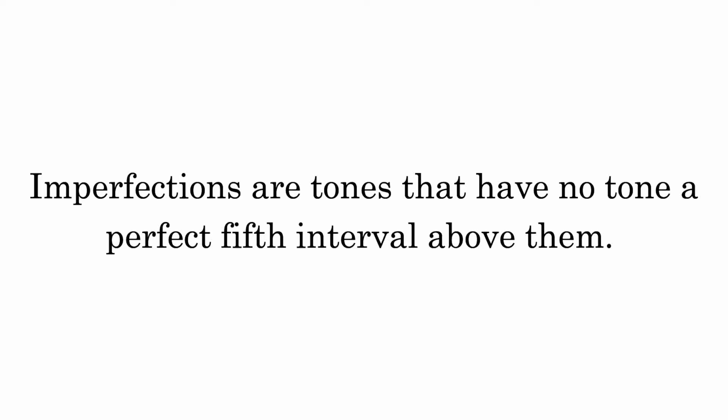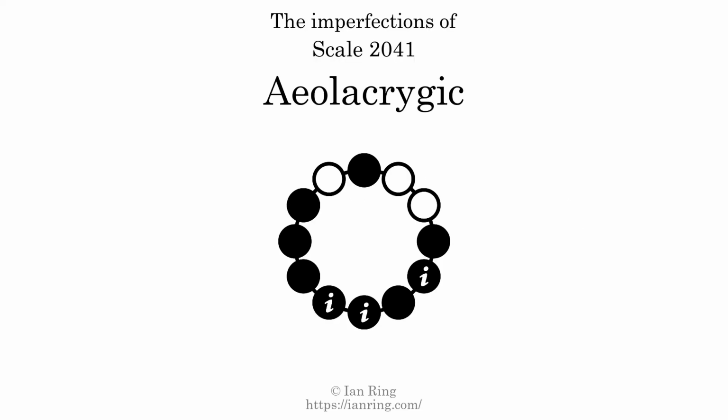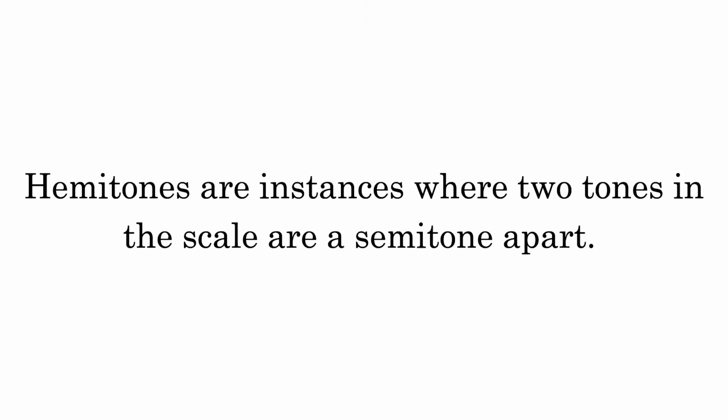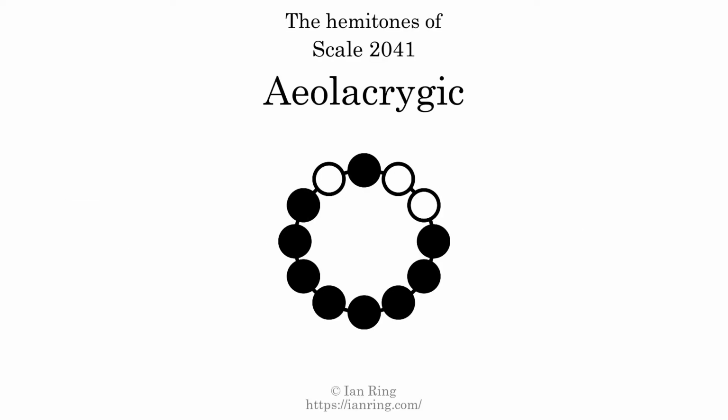Imperfections are tones that have no tone a perfect fifth interval above them. This scale has 3 imperfections. They are at positions here, here, and here. Hemitones are instances where two tones in the scale are a semitone apart. This scale has 7 hemitones. They are at positions here, here, here, here, here, here, and here.